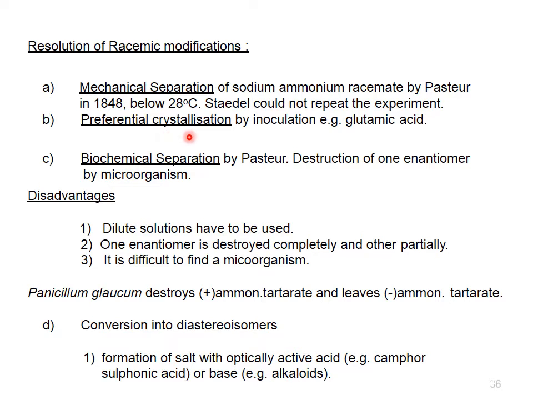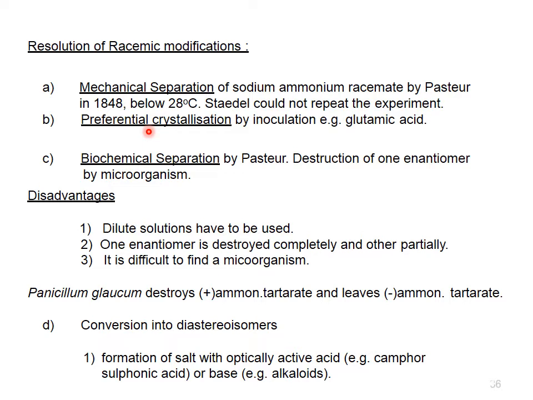It is a very important point, and a big limitation of biochemical separation, that it is very difficult to search for a microorganism which could be used for the separation of the enantiomers. As an example, Penicillium glaucum destroys plus ammonium tartrate and leaves minus ammonium tartrate. This is the example of biochemical separation: Penicillium glaucum destroys plus ammonium tartrate and leaves the minus ammonium tartrate.